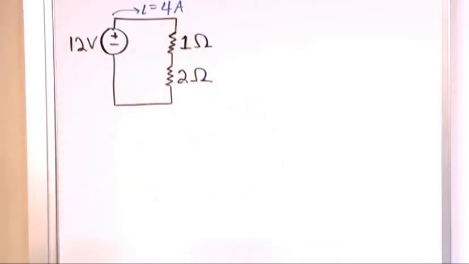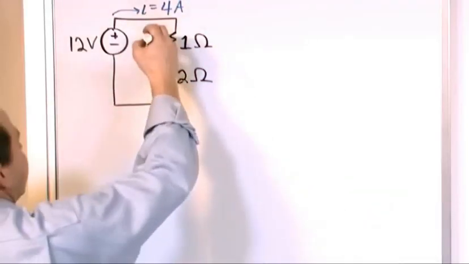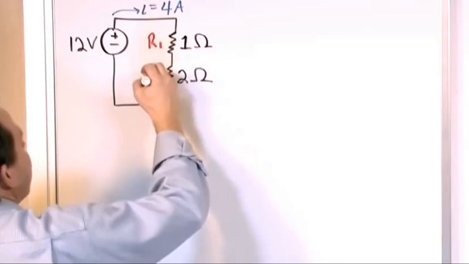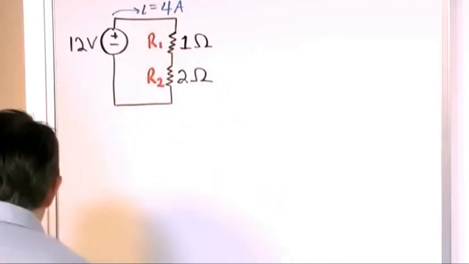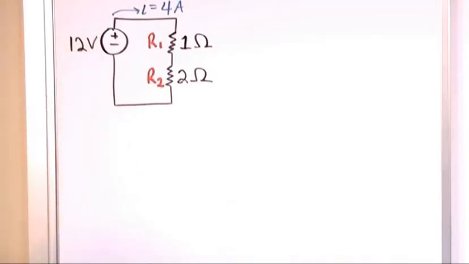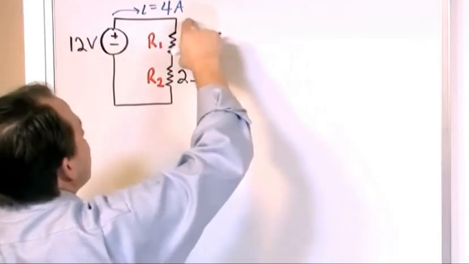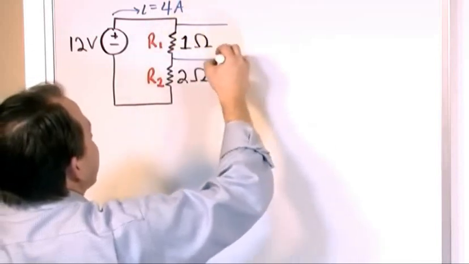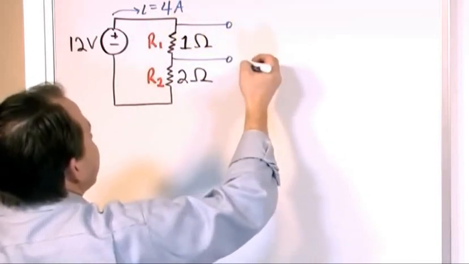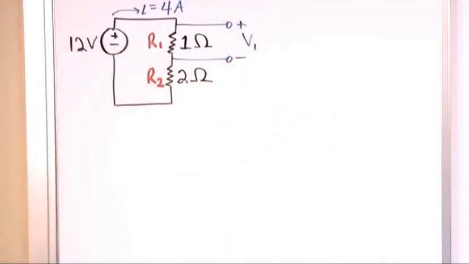So, question number 1. Just to make it easier to understand, let's call these R1 and R2, resistance 1 and resistance 2. Now, what is the voltage across resistance 1? So we might have something like this drawn on our paper. We might have little holes like this, plus minus V1. You might see this drawn something like this.